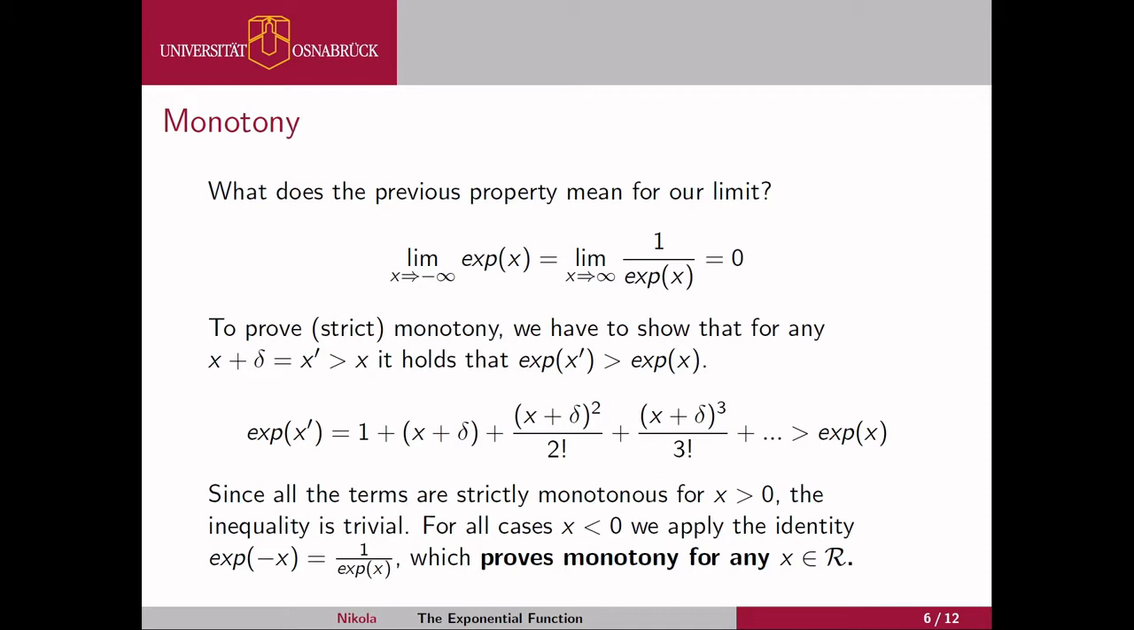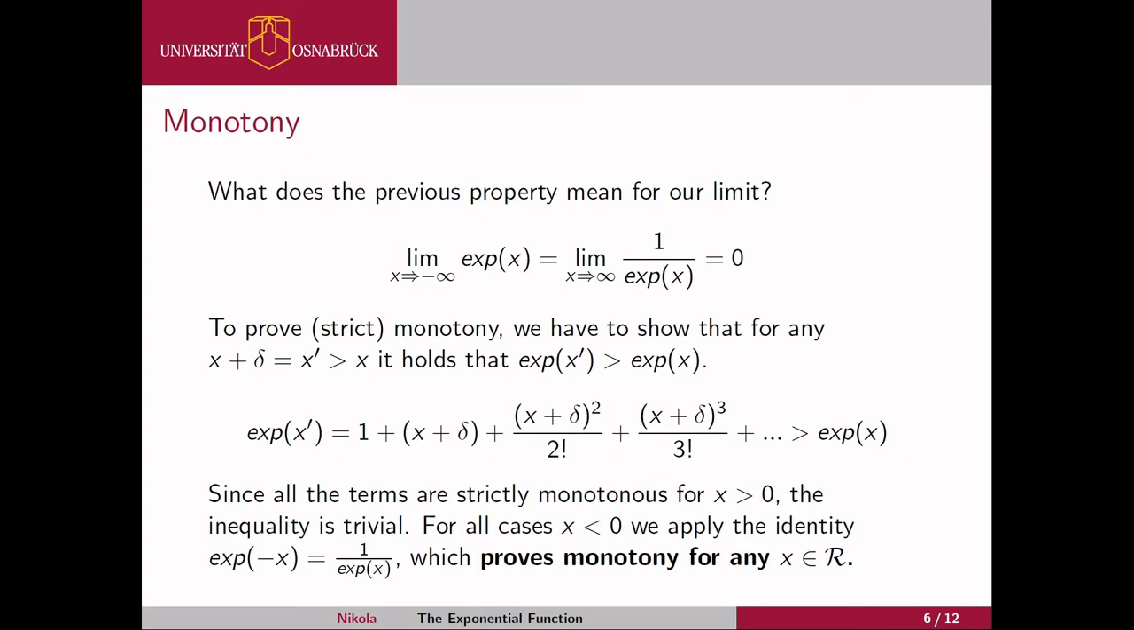So how do we go about proving this? Well, it is actually pretty trivial. We just take the exponential series of x prime, and this is just 1 plus x plus delta squared divided by factorial of 2 and so on. And here we see every individual term is greater or equal to the original term of x. So if we compare exp of x prime with exp of x, we see that every single individual term of x prime is either greater or equal to the values for x. This means that every single x prime larger than x has a larger value of the exponential series, and this yields strict monotony for x greater than 0.